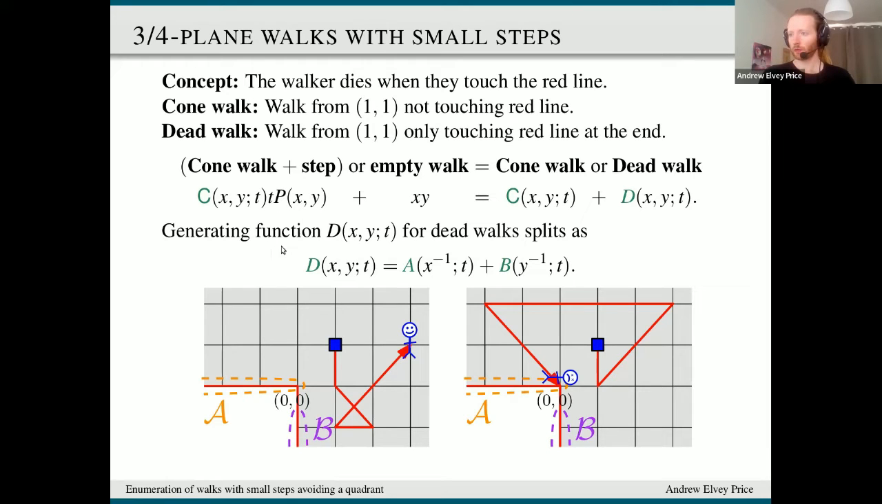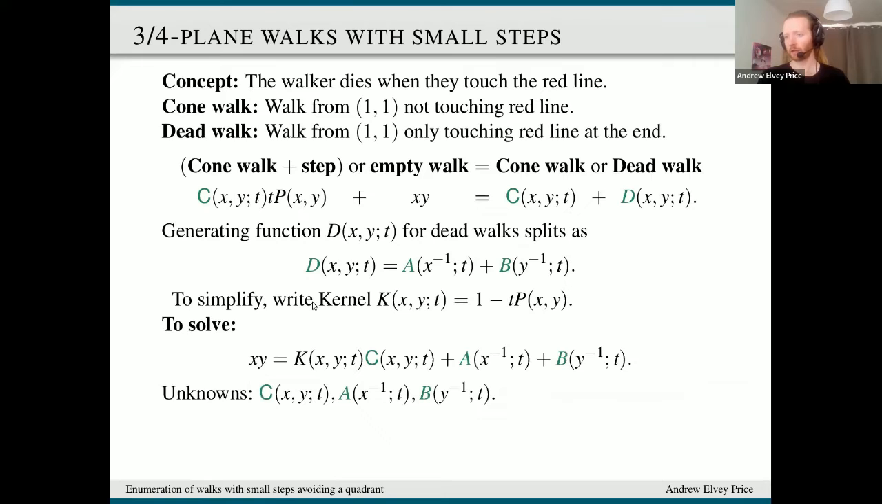Okay, and so the reason why this is useful is that we know something else about D, which is that it splits as a function of x plus just a function of y. So the function of x comes from walks that end in this region A, which is the non-positive x-axis, and the function B comes from walks that end on the negative y-axis. And so A doesn't involve y and B doesn't involve x.